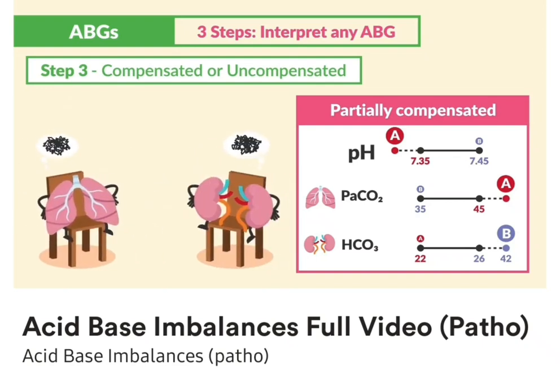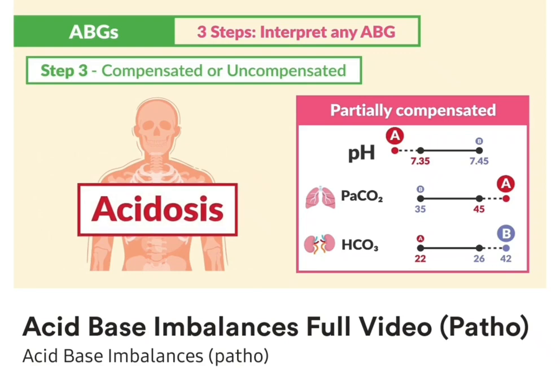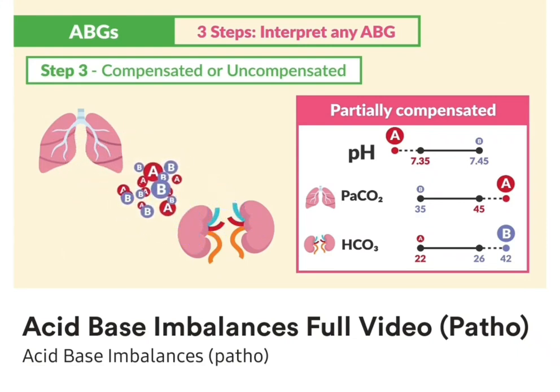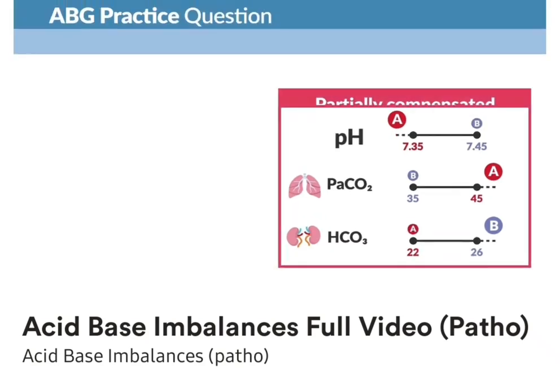It's like the lungs and the kidneys are going to couples counseling here to work things out and make steps for improvement. Sure, the body is still in acidosis, but at least base is trying here. And that's why it's partially done. So partial compensation, it's a work in progress. All right, now for our ABG practice questions.